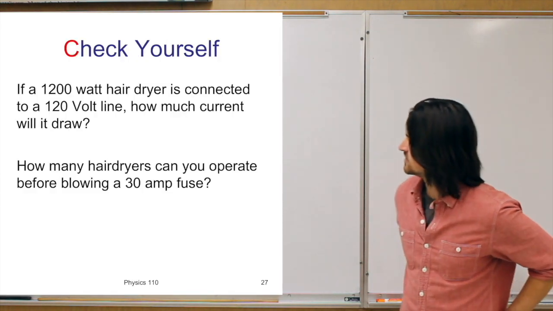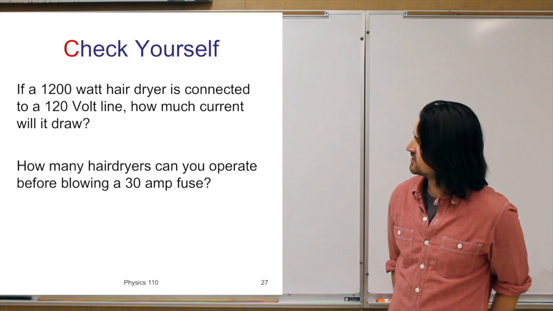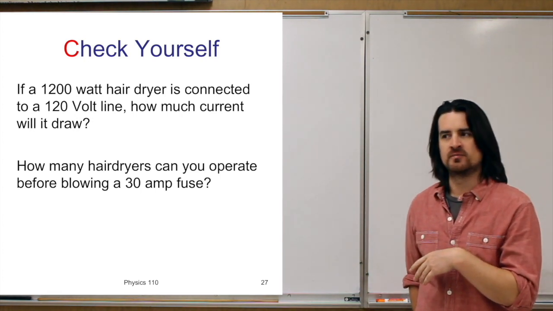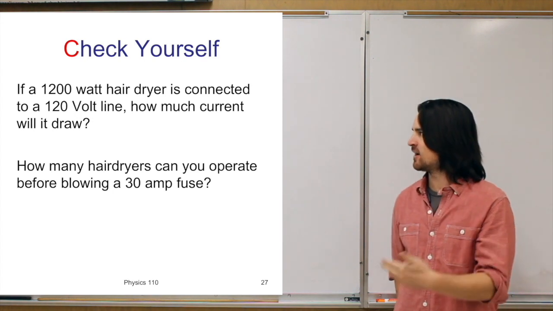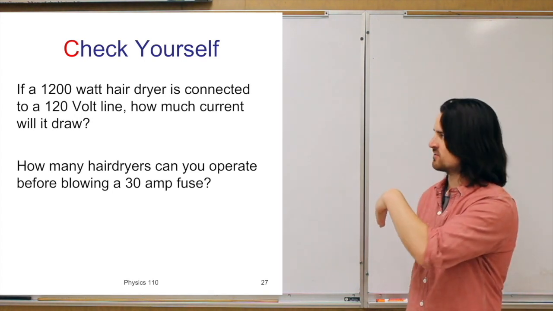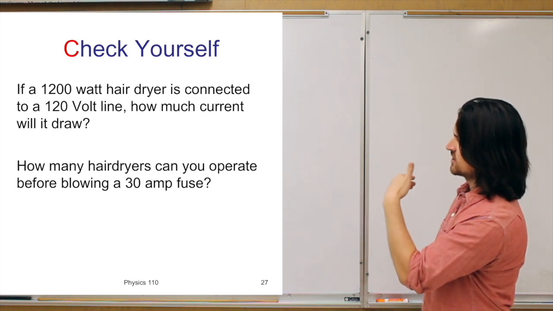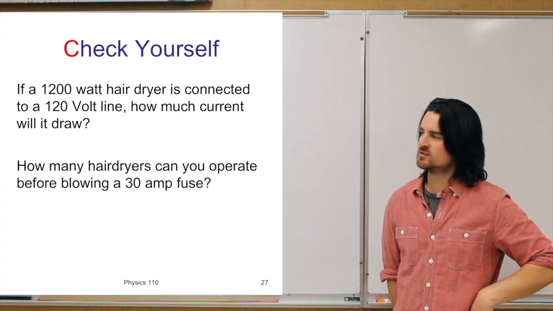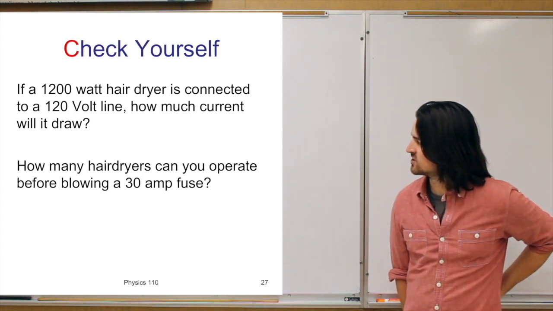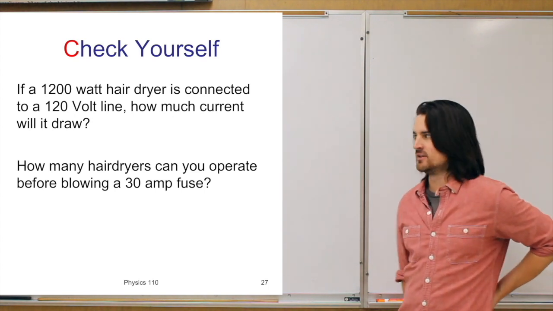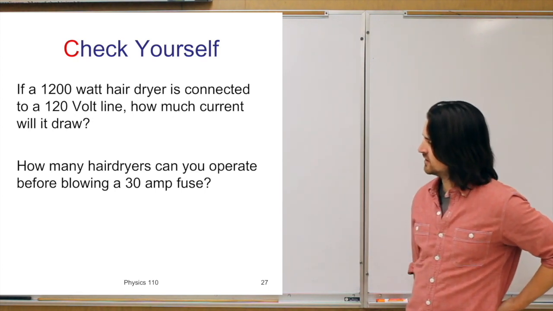Okay, so finally, just a last question, a way to check yourself here. Go back to that way of calculating power, and hopefully you can see how to utilize that to answer some of these questions about connecting the hair dryer to your power outlet and how much current is drawn there. And then decide how many hair dryers you can connect before you start blowing a fuse rated for 30 amps.